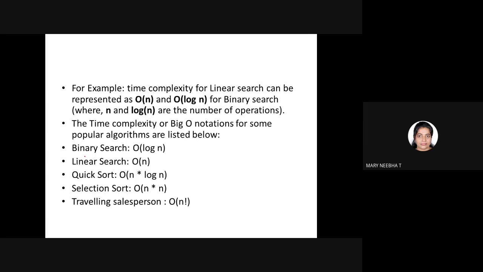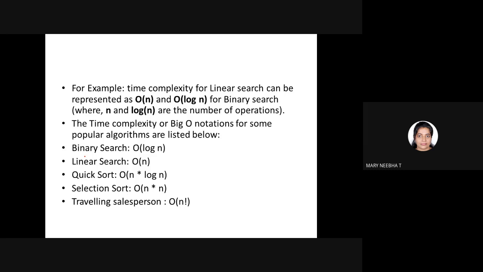So the time complexity for linear search, we can write using big O notation as O of n. And the time complexity for binary search, we can write O of log n. This log n story we'll see when we learn binary search completely. So far, just keep in mind that it varies logarithmically.